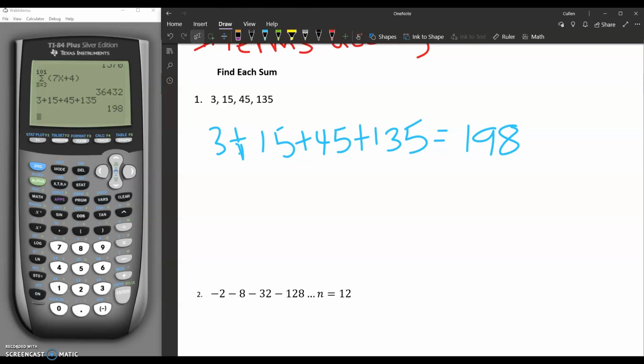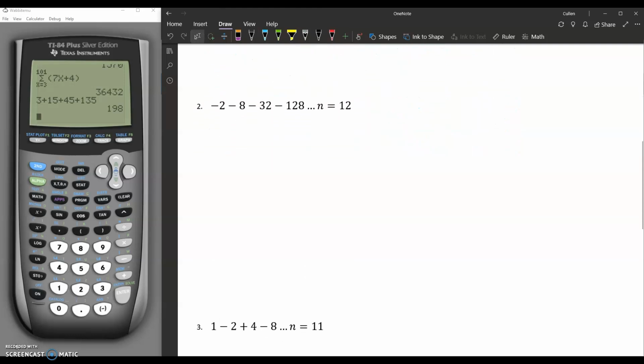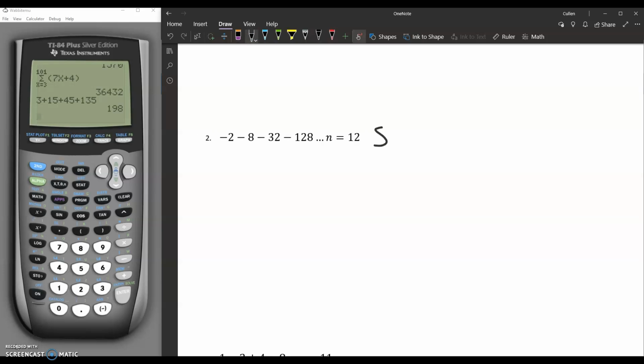Okay, let's go on to another one where we're actually going to have to use our formula. If we scroll down here and look at number 2, it's asking us to find S12. What that means is we're going to find the sum of the first 12 terms of the sequence, or sorry, of the series, since you're adding them as a series. What we've got to do first is find A1, and find R, and we'll plug it into our formula. And those are the only two things that you need to do.